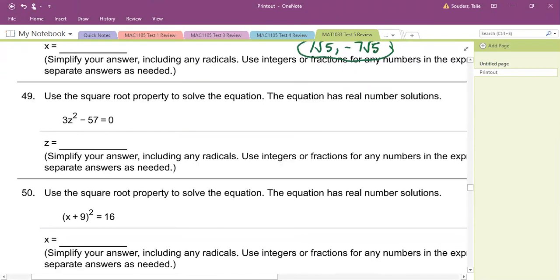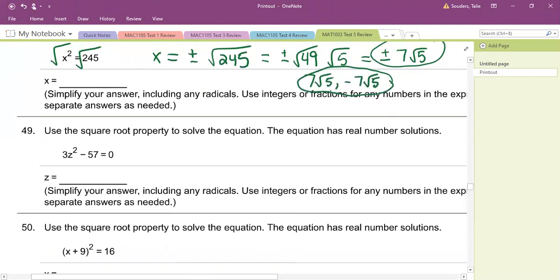So what would you do first in number 49? You would add the 57 to both sides. So you need to get whatever is being squared by itself as your first step before you apply the square root property. So I agree with you. You want to add the 57 to both sides as your first step. So now 3z squared equals 57.